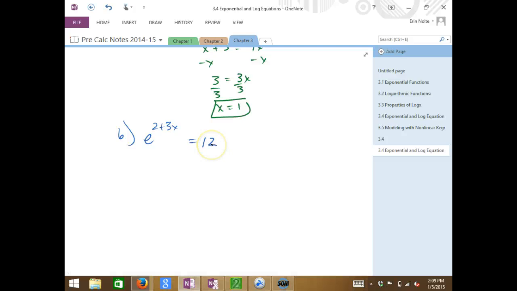Form, so what should I do? Convert it. How do I solve? Convert it into a log. So good. So since I have a base of e, I can write it as ln.